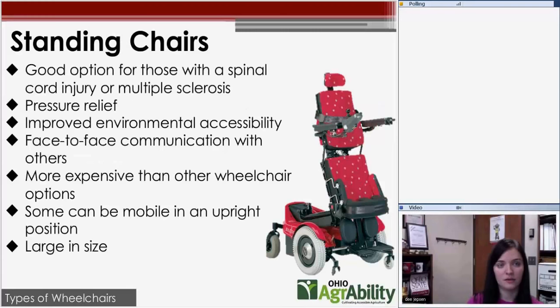Standing chairs are pretty popular. They're a great option for individuals with spinal cord injury or multiple sclerosis. They're good at pressure relief. They offer improved environmental accessibility. A big kind of psychosocial benefit with them is the face-to-face communication they allow for the user. They are a lot more expensive than other wheelchair options. Some can be mobile in an upright position, and they are fairly large in size.